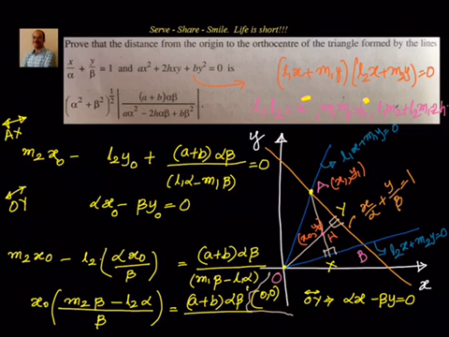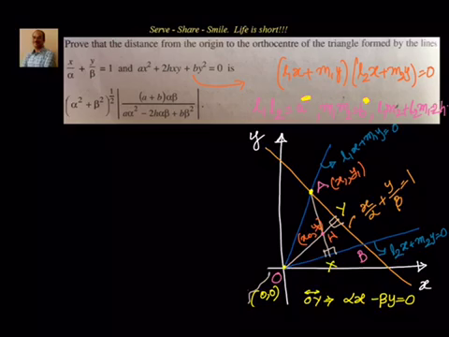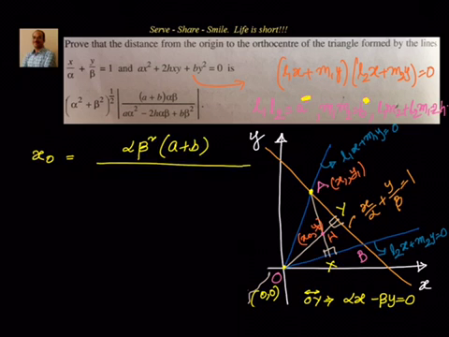We can go ahead with that. So let's go to the next step and find out from this what is the x0 value. That gives me x0 is equal to alpha beta square into (a plus b) divided by (m1 beta minus L1 alpha), and that I have to multiply with (m2 beta minus L2 alpha). This is the last step.